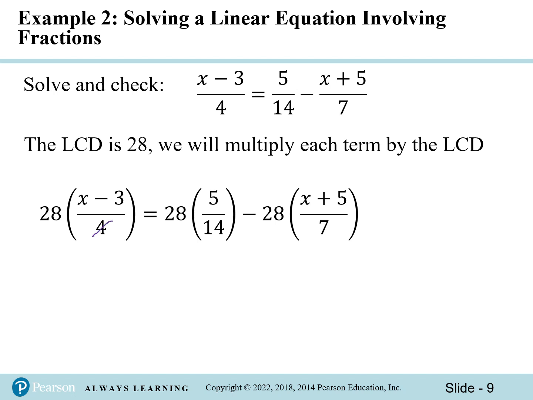4 goes into 28 7 times. So I'm just left with a 7. 14 goes into 28 2 times. And then 7 goes into 28 4 times. But we have to be careful here because this negative goes along with the 4.